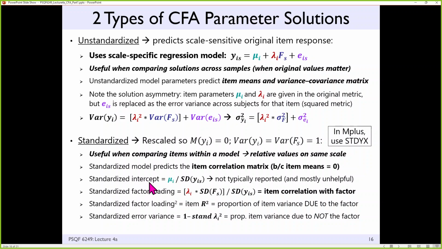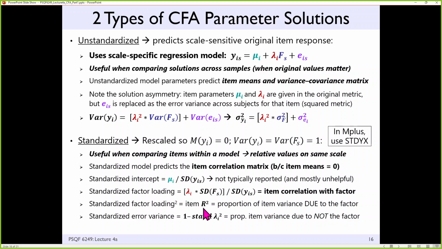The rest of the solution, no one cares. Standardized intercept is not a thing that you need to worry about. However, standardized factor loading is. Standardized factor loading squared is treated as an effect size for how well that item measures that trait. So people do report either standardized loadings as correlations or R, or their squared versions as R square. I do not think that you can use the term explained variance for this, though.